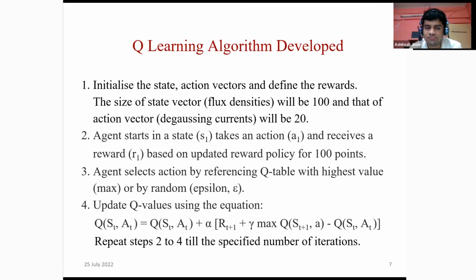And the third step will be, it will go to the Q table, update the Q table, and the equation which I have mentioned here, updating the Q values using this equation. Alpha represents the learning rate and gamma represents the discounting factor. So these steps are repeated until the desired number of iterations is reached.